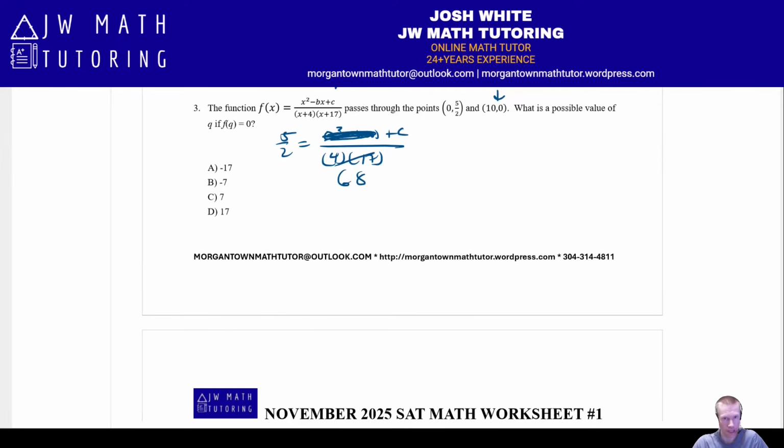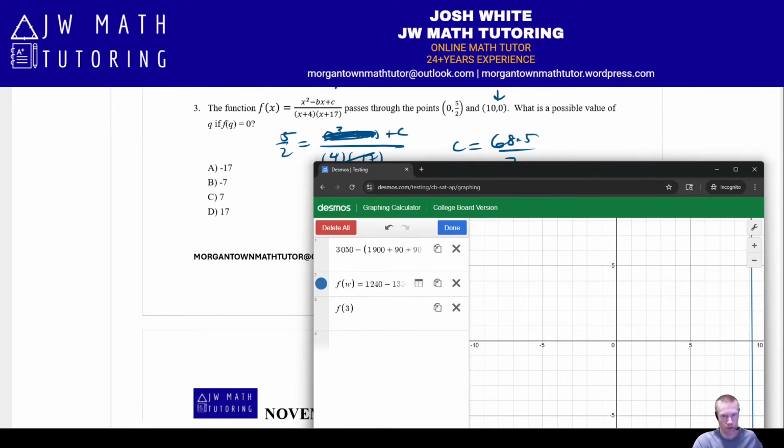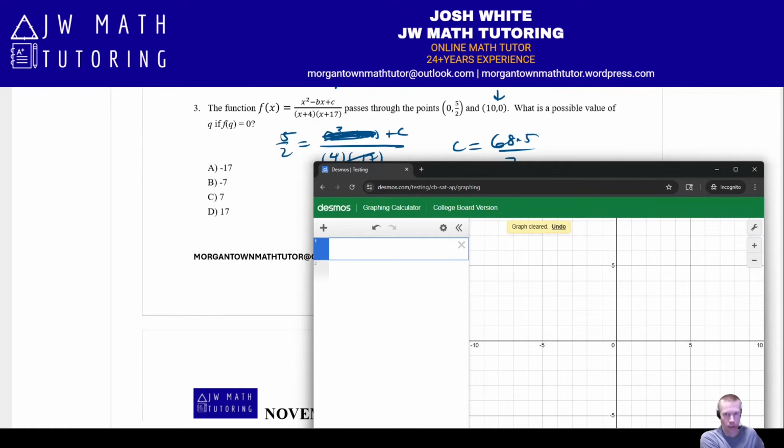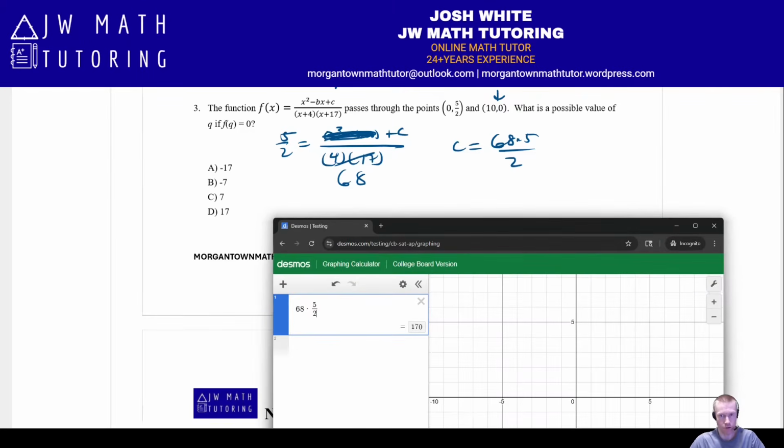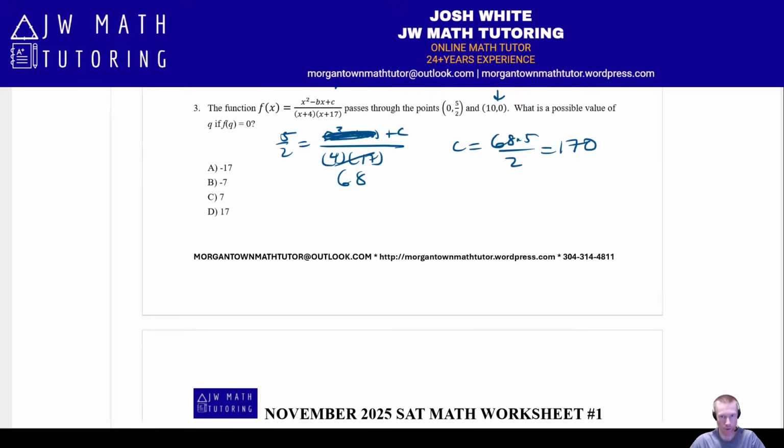This is just 68. So we're going to multiply this. Let me just look at my notes here. So c is going to equal 68 times 5 divided by 2, or I think it's also equal to 34 times 5. And of course, I will show the Desmos, there it is, 170, the full Desmos solution to this afterwards. All right, so we know c is 170.